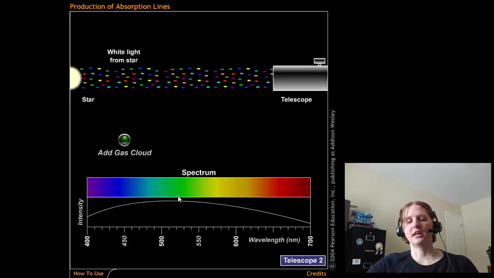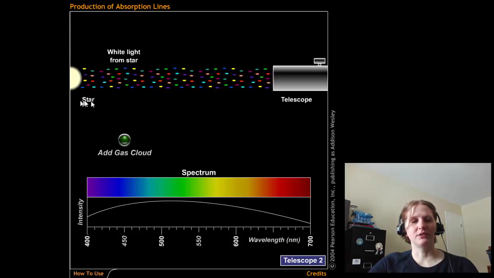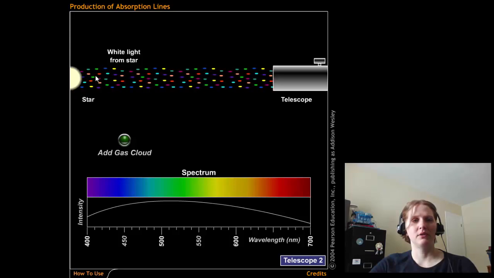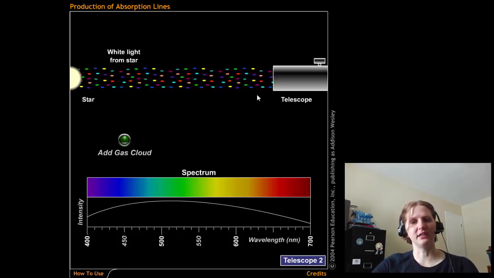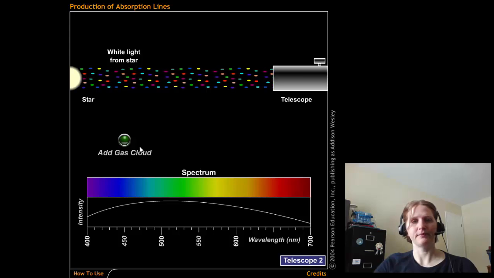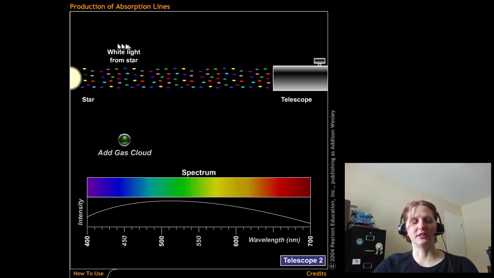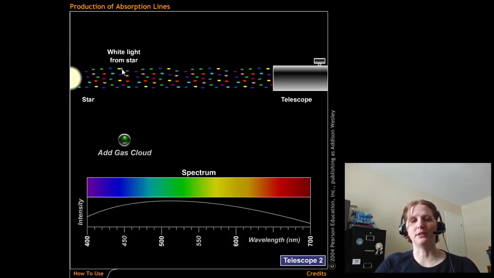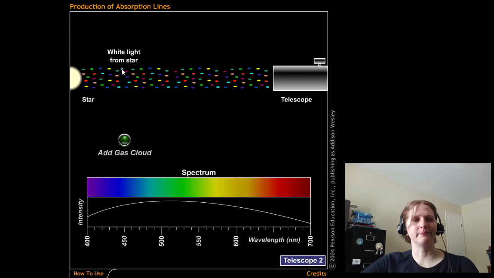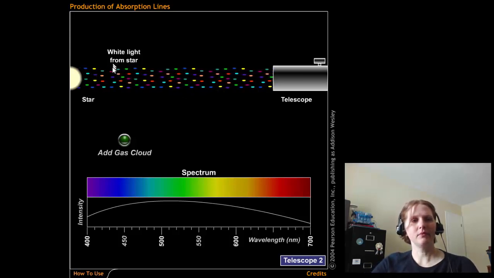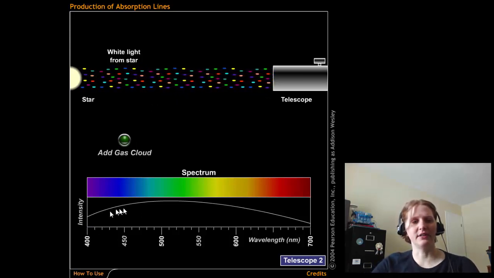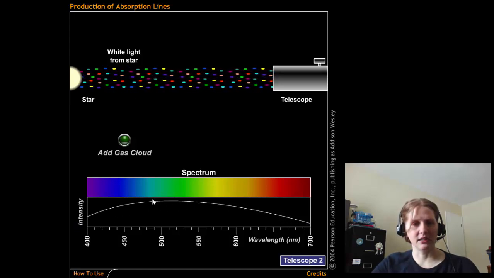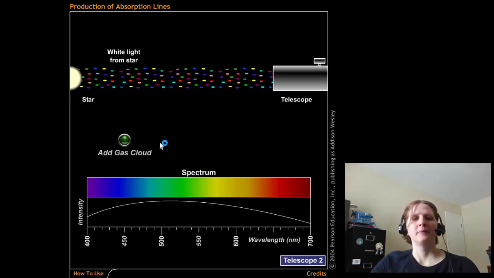Right. So here's an animation of that. Here's our background star. It's got a hot, dense core. It's going to be giving off every color of the rainbow. So there's all the photons, all the little pieces of light going to your telescope. It says white light from star because if a human sees all the colors of the rainbow coming into your eye at once, your brain says it's white. Right? So that's every color. You can see that down here on the spectrum. Every color peaking mostly in the greenish blue.